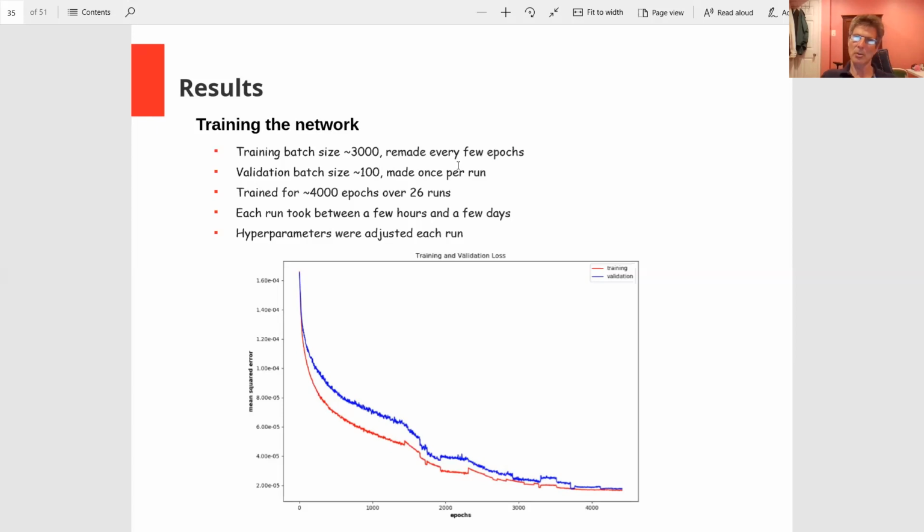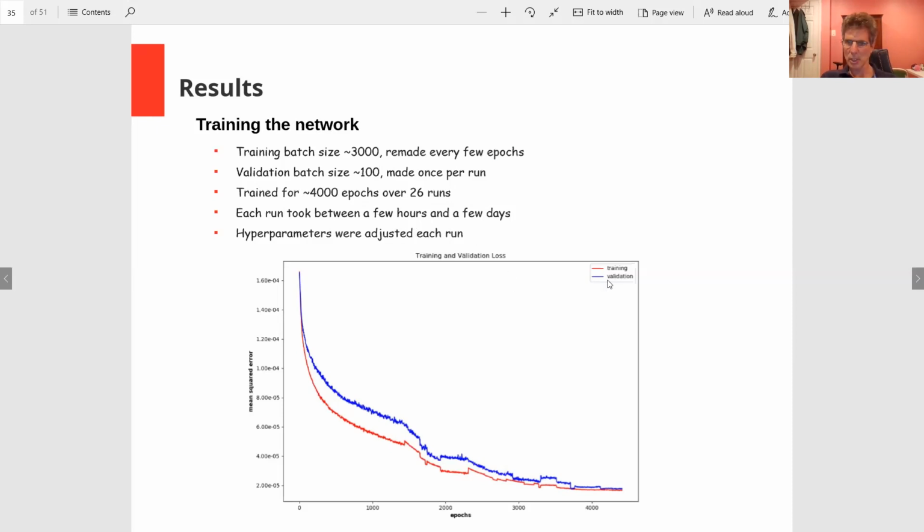So this trained for about 4,000 epochs over 26 different runs. It took close to 2 weeks to do the training. Each run took between a few hours and a few days, and hyperparameters were adjusted each run.